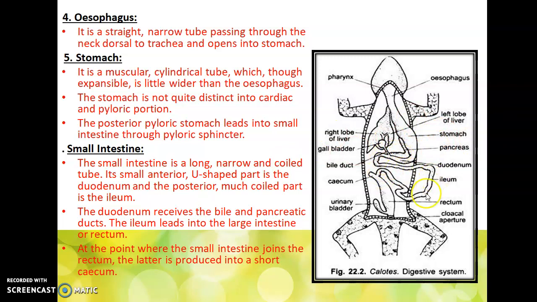The small intestine is a very coiled, long, narrow tube. It has a small anterior U-shaped part that is called the duodenum, and a much more posterior coiled region that is called the ileum. The peculiarity of this duodenum is that the secretions from the gallbladder, that is bile secretion, as well as the pancreatic secretions, open into this duodenum, and most of the digestion takes place here.